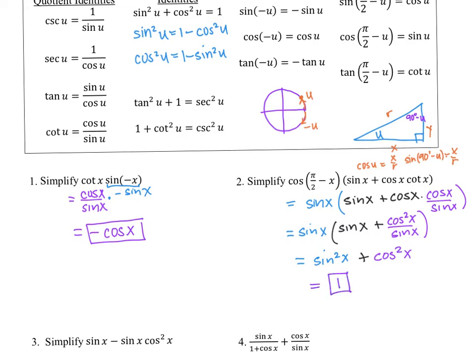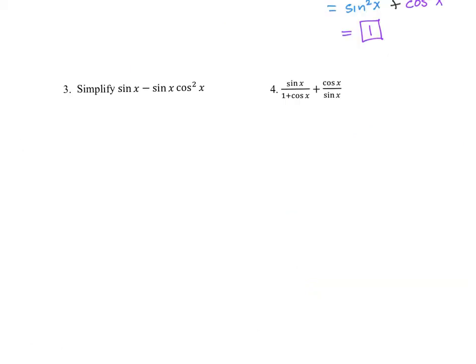And your steps could be different, but you do need to make sure you're showing all your steps because that's what's important. Okay, for the next 2, I'm just going to show you some strategy that is sometimes used for these. Okay, so for number 3, it says simplify sine x minus sine x cosine squared x. Everything's already in terms of sine and cosine. But I can see that there's a common factor. They both have a sine x, so I'm going to factor out the sine x. Okay, if I divide out the sine x, I get 1 minus, and if I factor out this sine x, I'm left with cosine squared x.